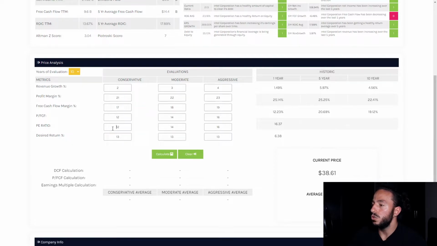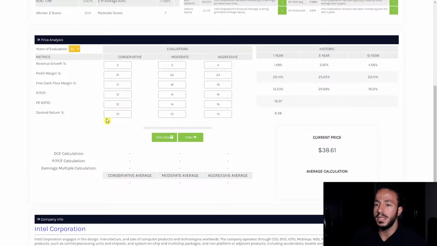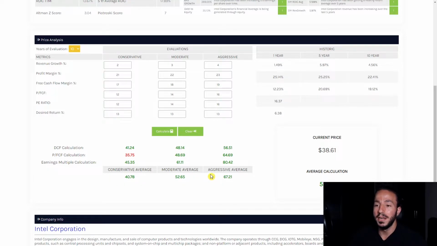Same thing, 12, 14, and 16, as well as desired return. We always do lucky number 13. We're going to hit calculate and see what we have with this business. Oh, that's a little bit painful. But look, folks, that's why it's a closed beta. I keep saying open beta. That's why it's the beta.